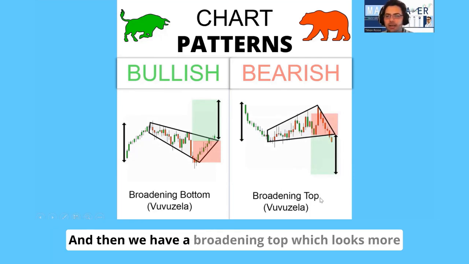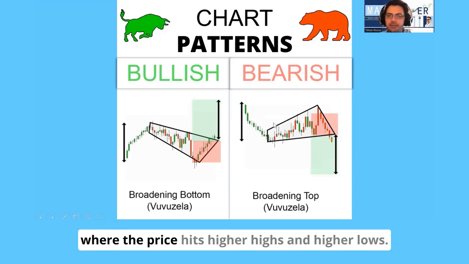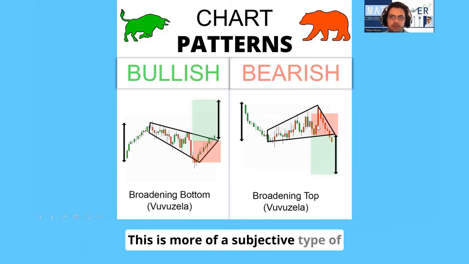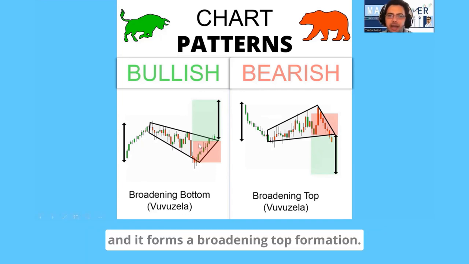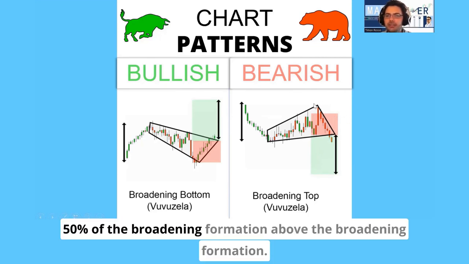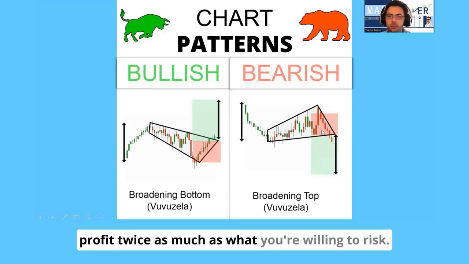And then we have a broadening top, which looks more like a vuvuzela, where the price forms a broadening formation where the price hits higher highs and higher lows. This is more of a subjective type of formation that you can see when it's converging out, and it forms a broadening top formation. And then you can set your stop loss either 50% of the broadening formation or above the broadening formation. But the most important thing is to set your take profit twice as much as what you're willing to risk.